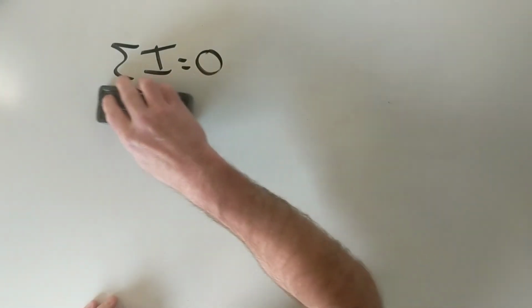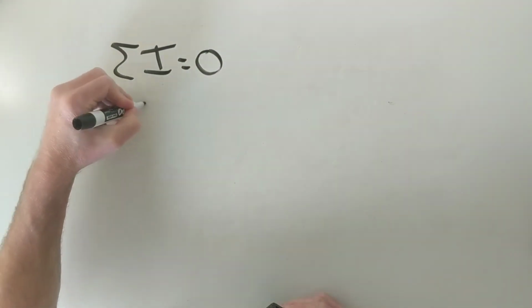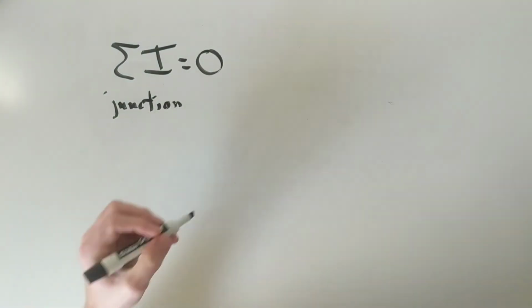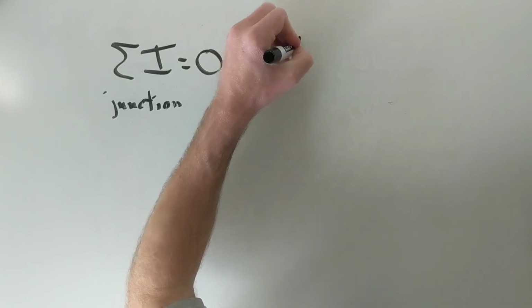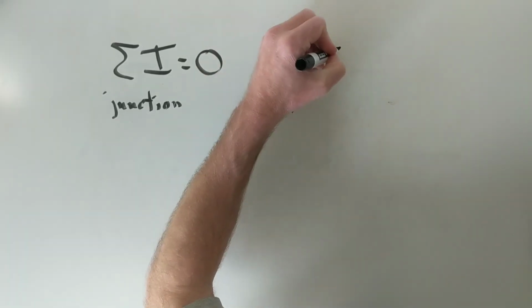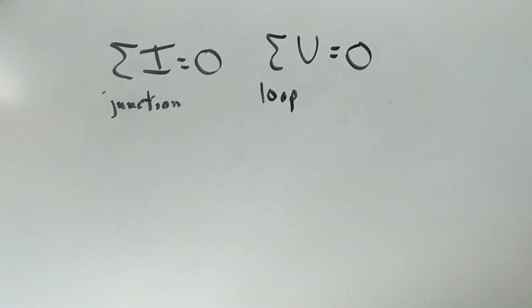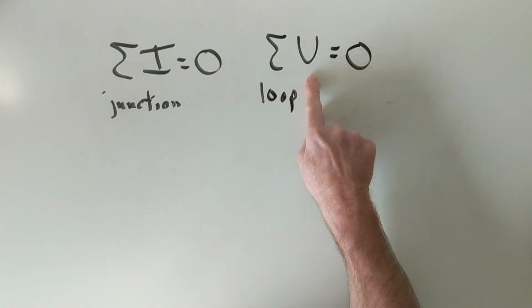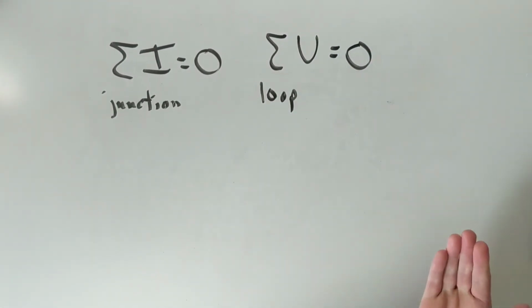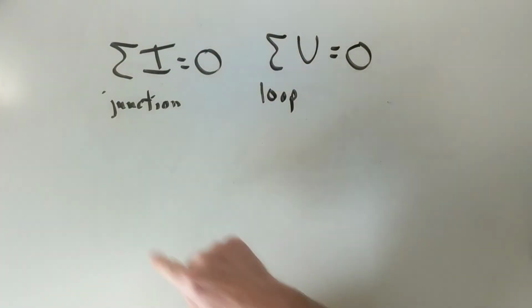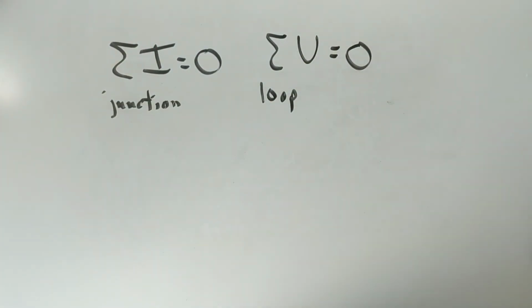So whatever goes into a junction must come out of a junction. The sum of all voltages in a loop has to be equal to 0. And this is really conservation of energy. You can't go around a loop and all of a sudden end up with more energy than you started with. Here, this is conservation of charge. You're not going to come out of this without the same charge that you came in there with.